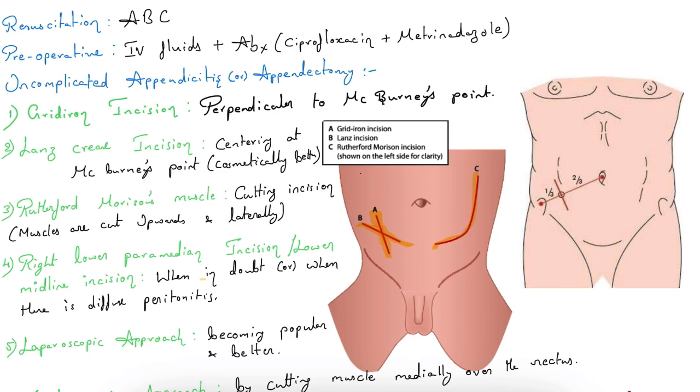Next one, right lower paramedian incision or lower midline incision. When there is diffuse peritonitis, then we can do this right lower paramedian incision.